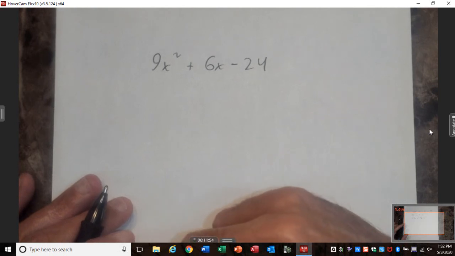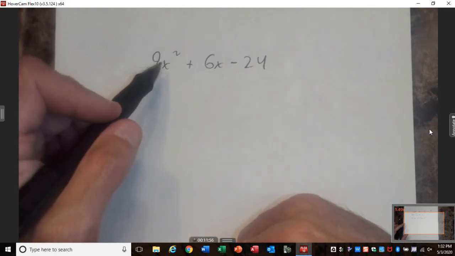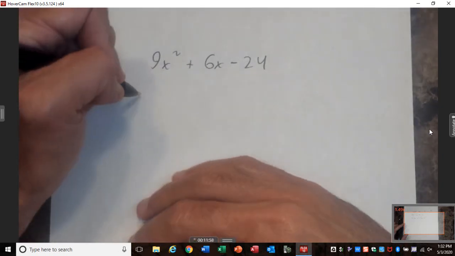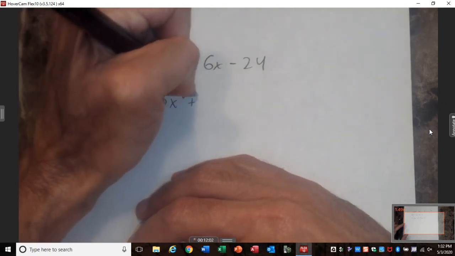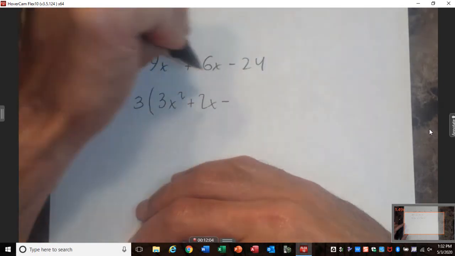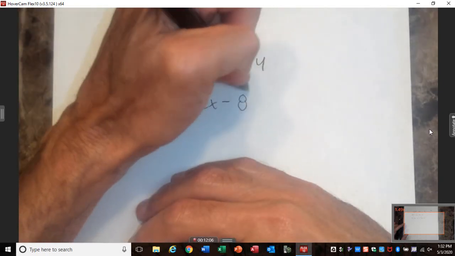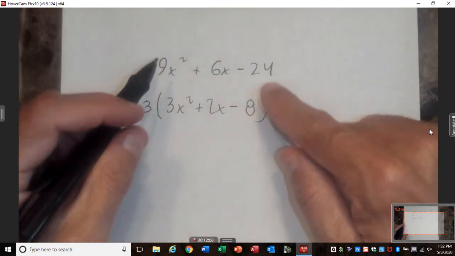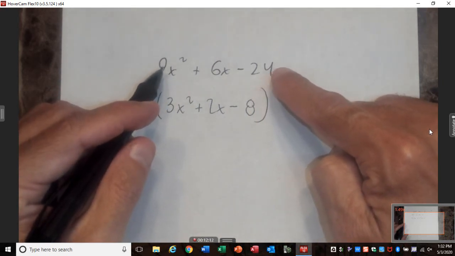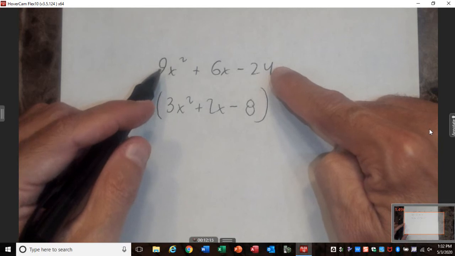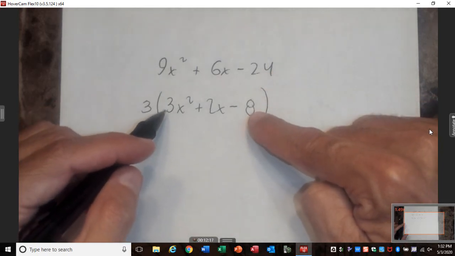Sometimes you do have to factor something out. In this case, we can factor out a 3. So we're going to factor out a 3 right away. The good thing about that, too, it makes this problem a lot easier to work with. Otherwise, we'd have to find factors of 216, 24 times 9. Now, we can just find factors of 24.